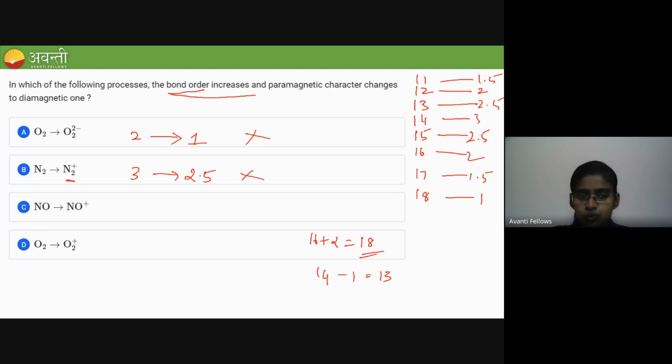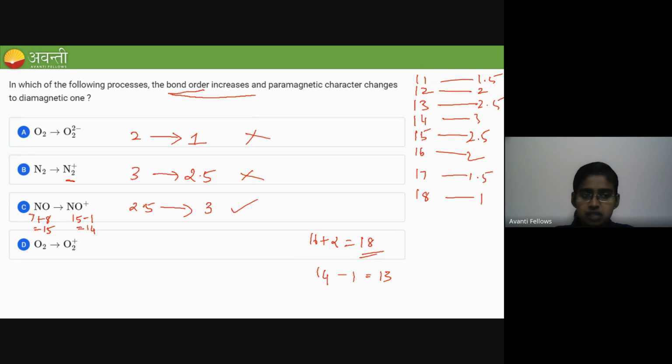Coming to NO: for nitrogen the atomic number is 7, and for oxygen the atomic number is 8. 7 plus 8 is 15. 15 means the bond order is 2.5. For NO, the number of electrons comes out to be 15. For NO plus, we have to reduce one electron, since it has lost one electron. So it comes out to be 14. 14 means the bond order is 3. So here the bond order increases, so that is the correct answer.